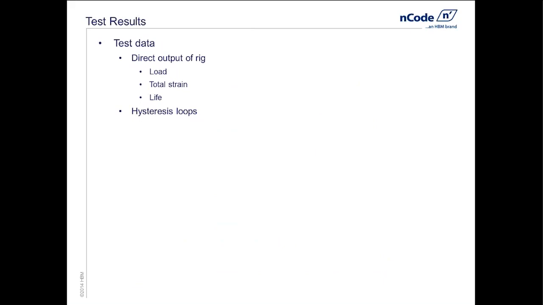Once we've performed our tests, we now have data, and the data can be in a couple of forms. The direct output of the test rig we've seen is load, total strain, and life. We're measuring the load and the strain on the specimen, and the part basically has a life that is either the load drop-off or separation of specimens. In addition, typically we are capturing enough data that we're measuring the hysteresis loops as well. So we're able to quantify the hysteresis loops.